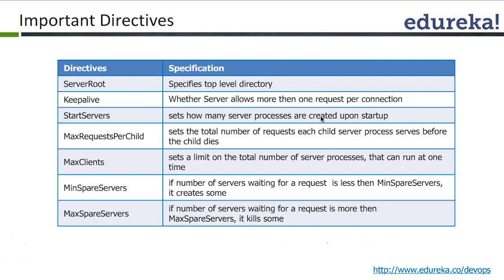So what that means is when somebody says that I'm able to process 1,000 requests per second, it means that the server is designed to handle 1,000 clients simultaneously, and that's what MaxClients is. Okay, and then you have MinSpare and MaxSpare. If the number of servers waiting for a request is less than the minimum, it creates some, and if the number of servers waiting for a request is more than the maximum, it kills some.